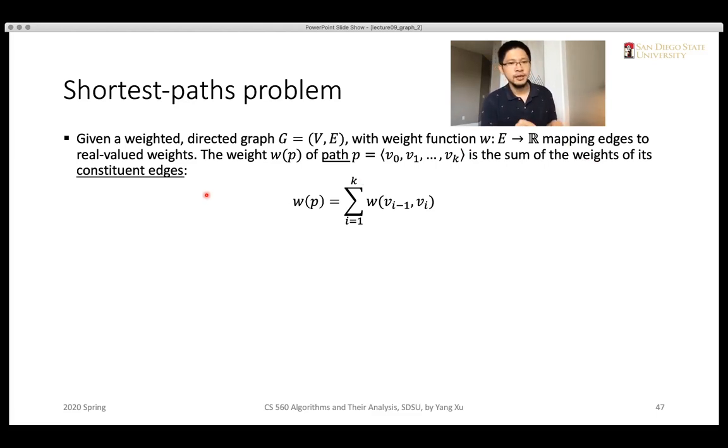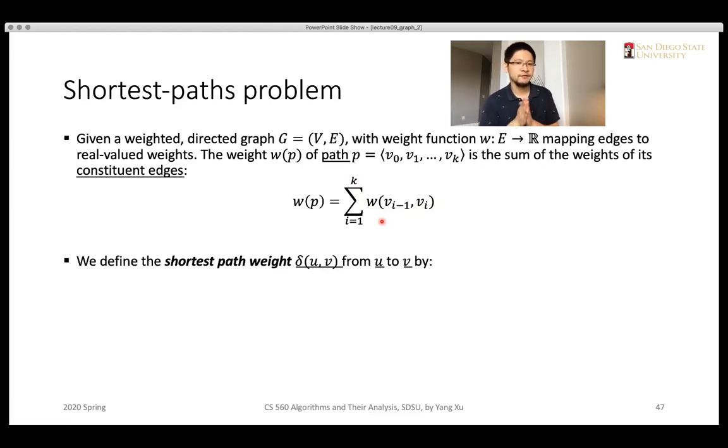We just sum up all the weights of all the edges along the path, and that will give us the weight for that path. This big sigma means we sum up all the weights along the path. Now we can first define the shortest path weight. The shortest path weight is a scalar quantity, it's a number. We use delta to indicate this quantity, and delta of u and v means that the starting point or source of the path is u and the destination is v. So delta of u and v means the shortest path weight of the path between u and v.